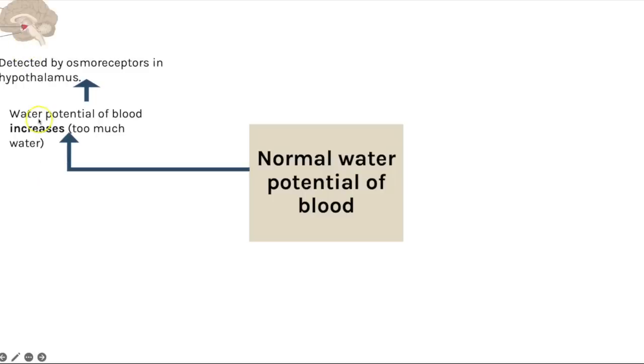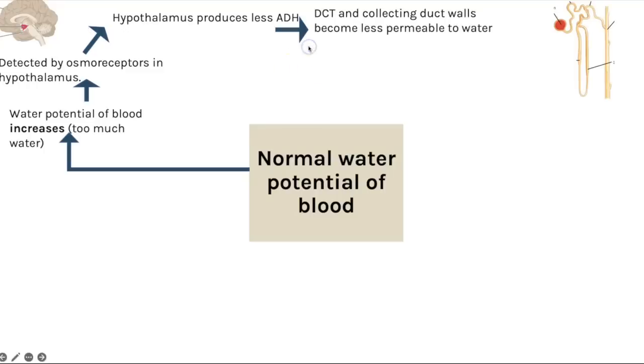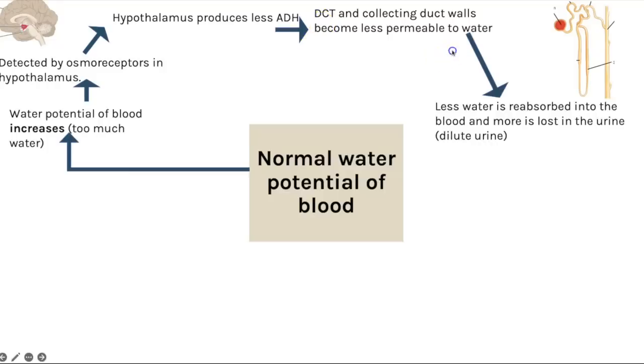And that increase in the water potential of the blood gets detected by the osmoreceptors, which are within the hypothalamus in the brain. The hypothalamus will then produce less ADH, and therefore the posterior pituitary gland will release less ADH into the blood. That transports around in the blood until it binds to the target cells, which are the cells lining the distal convoluted tubule and the collecting duct walls, and they then become less permeable to water.